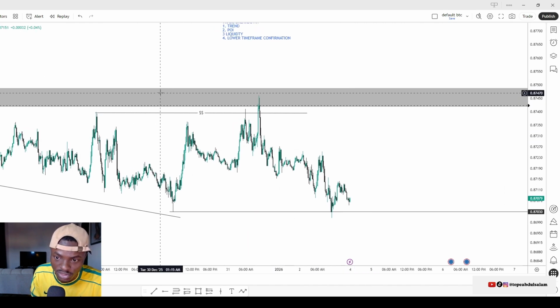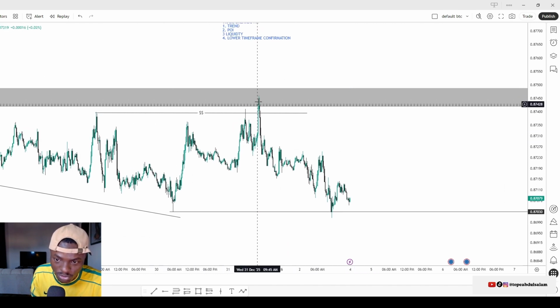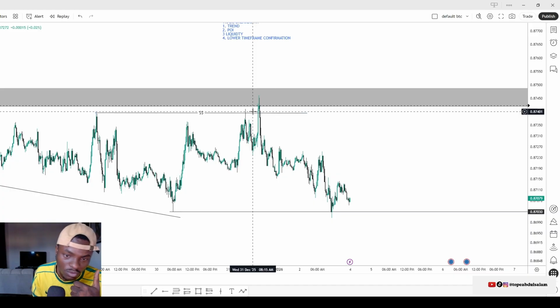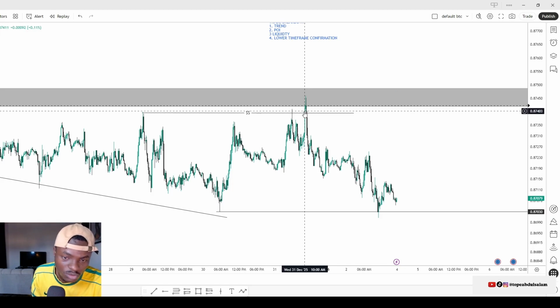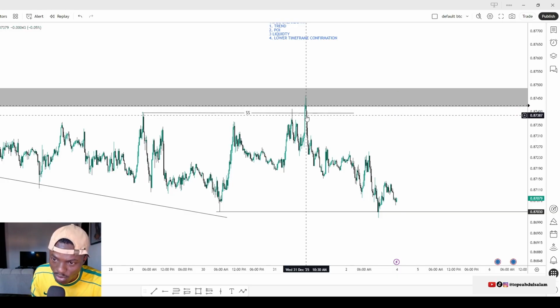This is our point of interest, and once we tap the point of interest, I was looking for the lower time frame confirmation, and I had 2 confirmations here. I had weak rejection. I could have entered off of the third candle after rejection, but the confirmation that I used was this bearish engulfing candle around here. So after we engulf this candle, it retraced back on top of this candle.